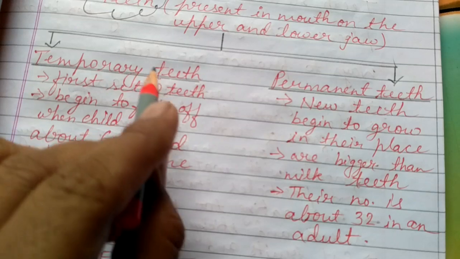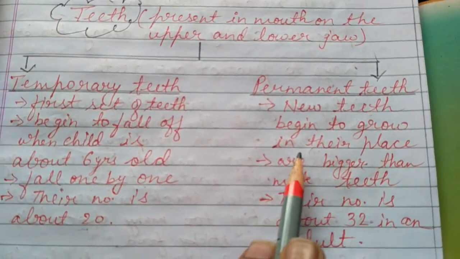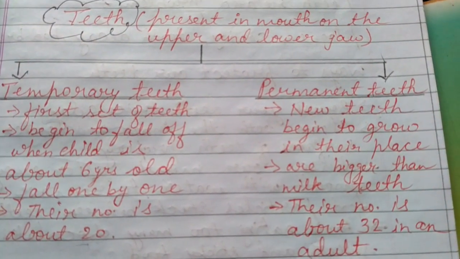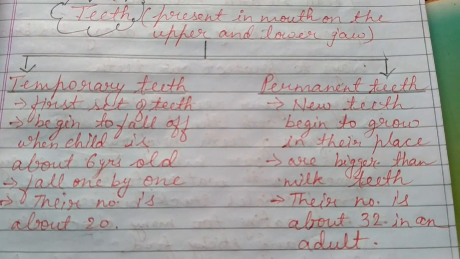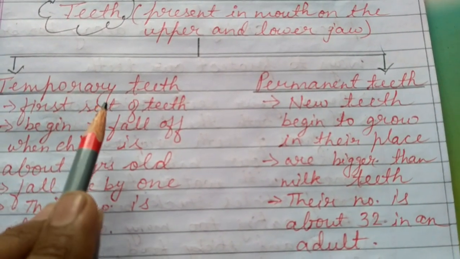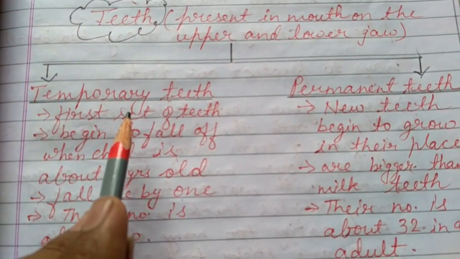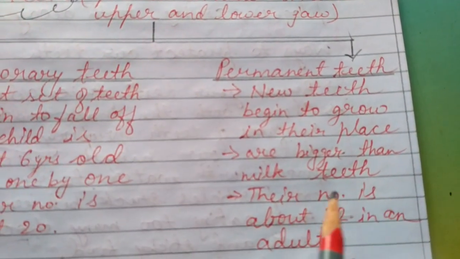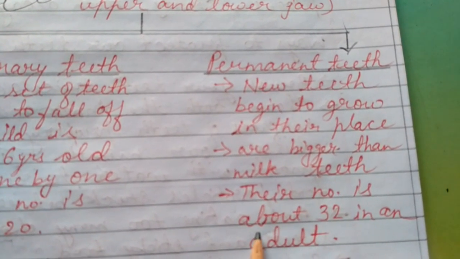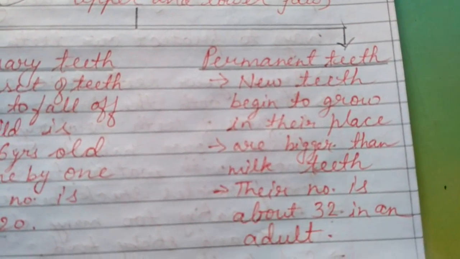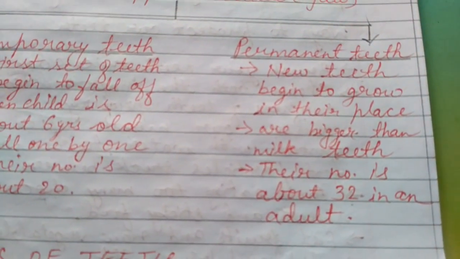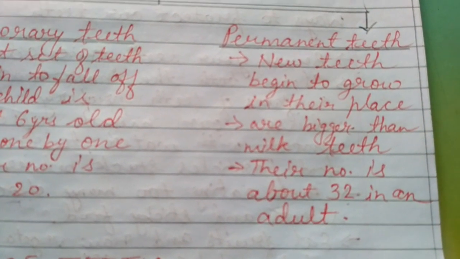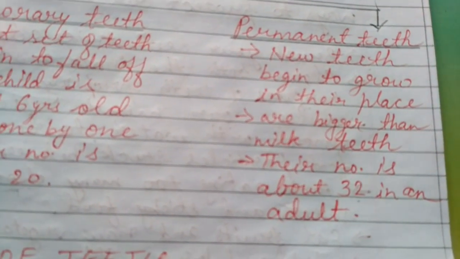Okay, so new teeth begin to grow in temporary teeth place, and they are bigger than the milk teeth. Yes, temporary teeth are also called milk teeth. Okay, we can also call them by the name milk teeth. So the permanent teeth, they are bigger than milk teeth, and their number is about 32 in an adult. Yes, an adult means the person who is around 21 or above 22 or 23 years of age.